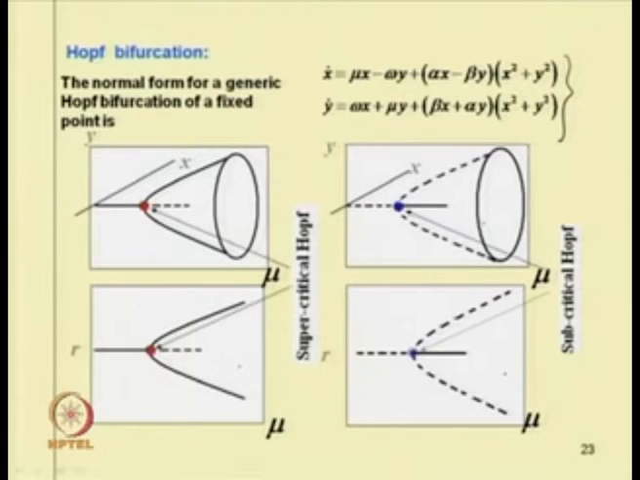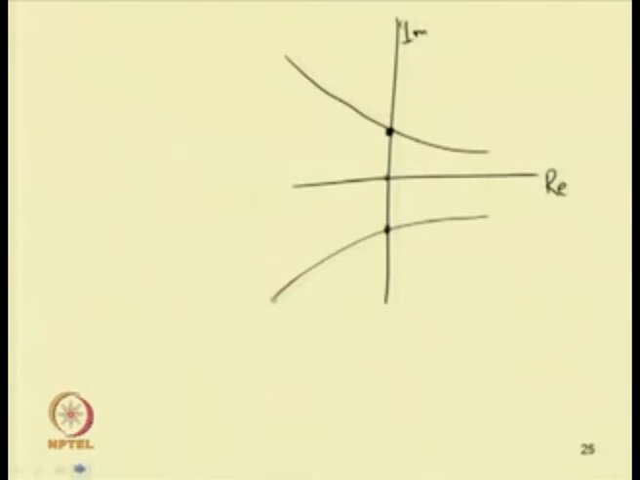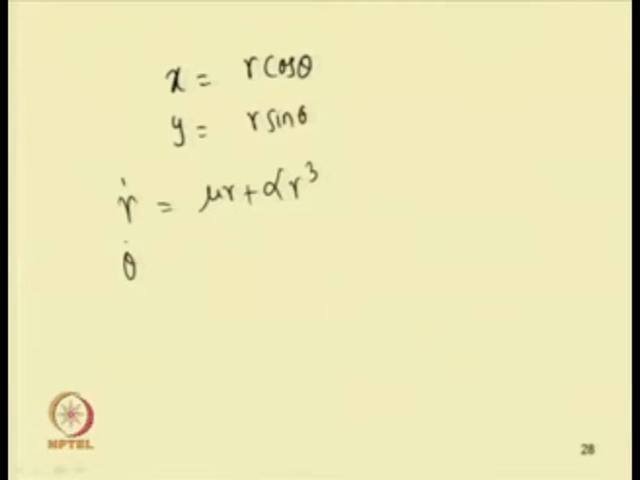So, let us see. Now let us write this equation in polar form. Instead of writing this in Cartesian form, we can write it in polar form. Let us put x equal to r cos theta and y equal to r sin theta. By putting these, the x dot and y dot equations will reduce to this form. So, r dot will become mu r plus alpha r cube, and the theta dot equation reduces to omega plus beta r cube.